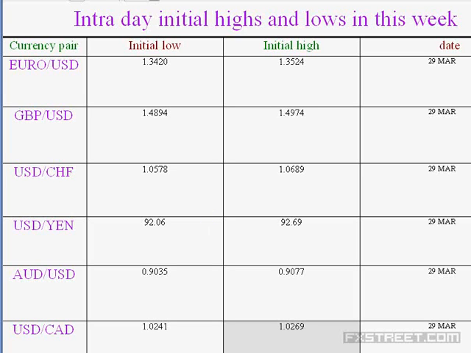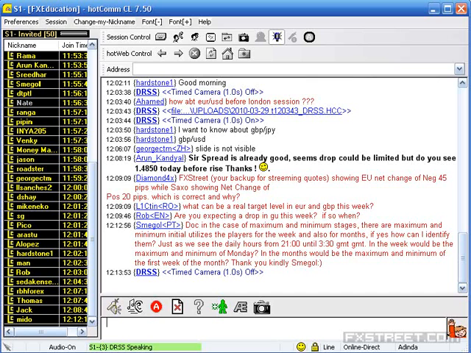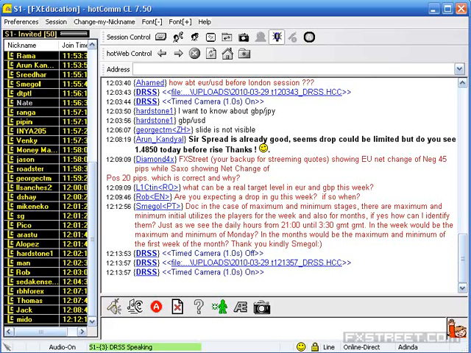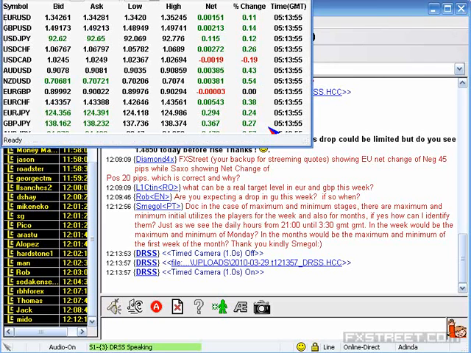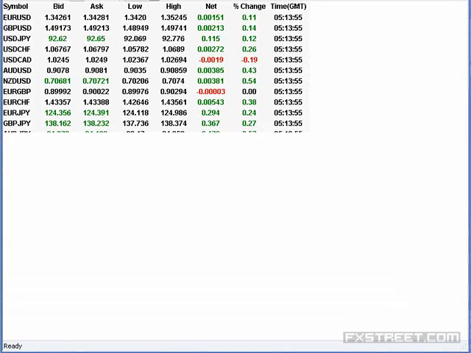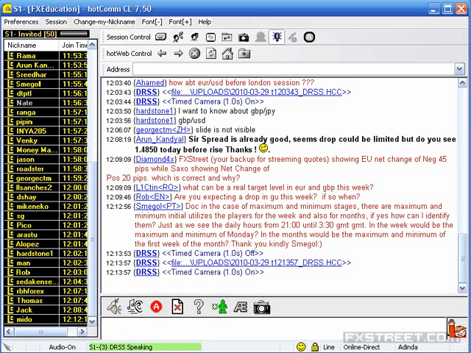So let me minimize the PowerPoint presentation and focus the camera over the live market code page and take up the questions which are asked here and explain as much as possible.